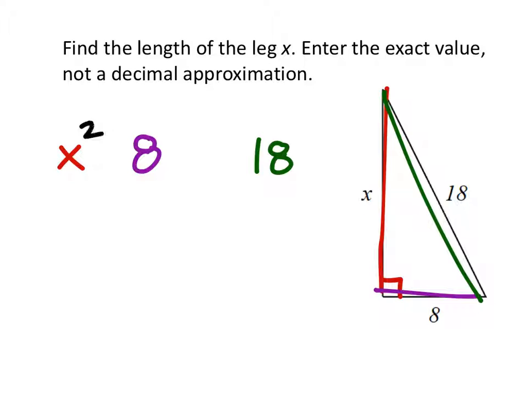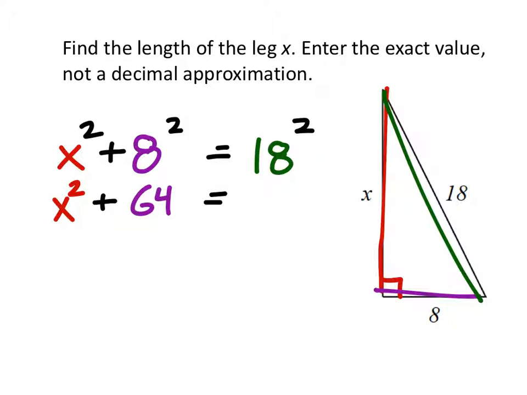So I'm going to square my two legs, add them together, and that should be my hypotenuse squared as well. Let's square this business. We have x squared plus 8 squared, which is 64, and that equals 18 squared. To solve for x squared, I'm going to subtract 64 from both sides.